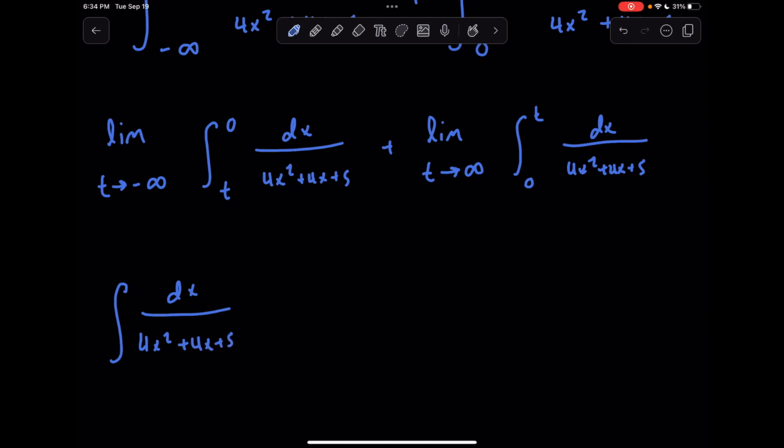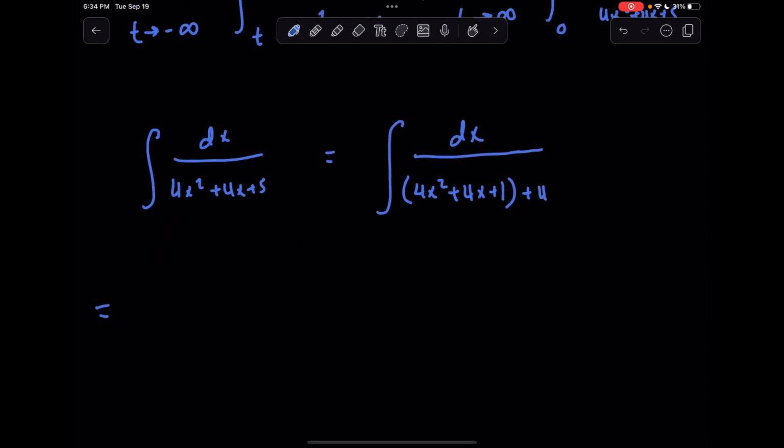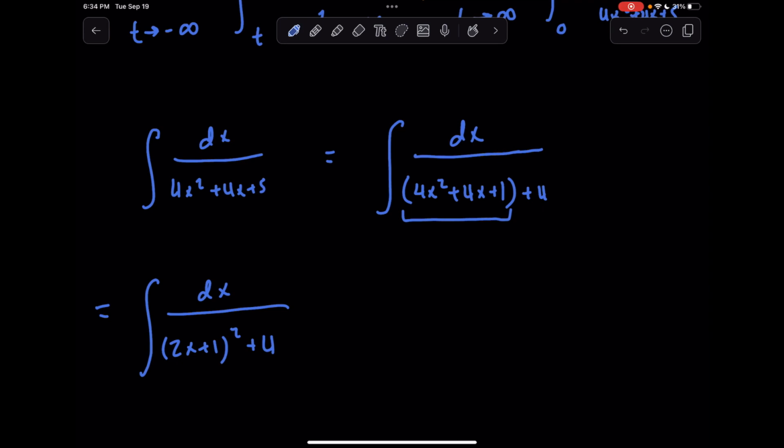to begin solving this, we're going to want to start by completing the square. So we'll rewrite this as dx over 4x squared plus 4x plus 1 plus 4. Now we can complete the square. This term here will become 2x plus 1 squared. So this is the integral of dx over 2x plus 1 squared plus 4.